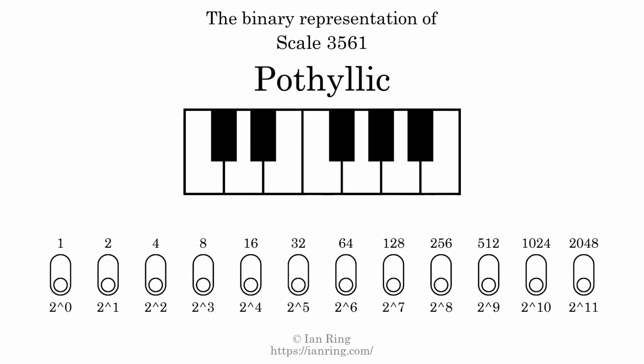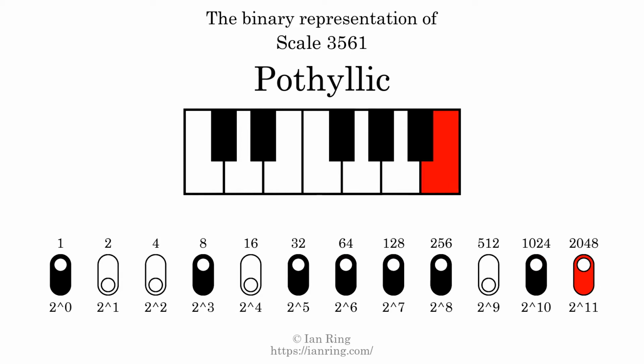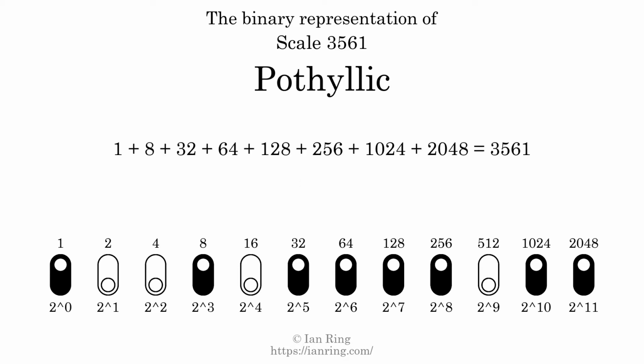The binary representation of this scale is determined by mapping tones of the scale to binary digits. Each binary digit represents a power of 2. To get the scale number, we add the powers of 2 together. The powers of 2 that are present in the scale, all added together, equals 3561. That is why the scale number, in decimal, is 3561.